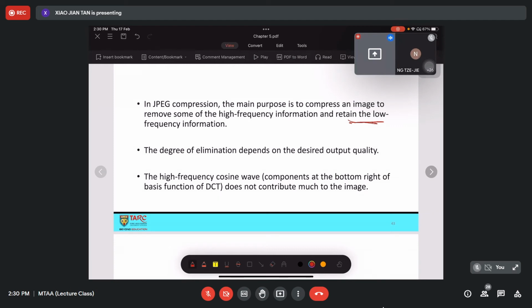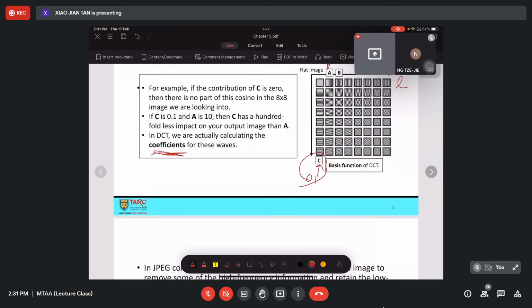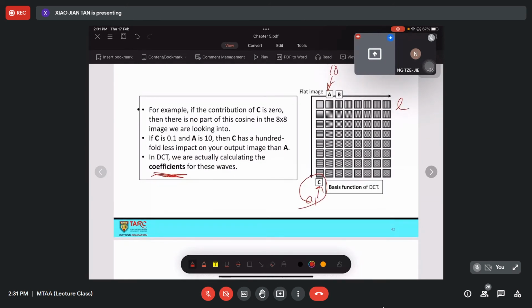So the high frequency cosine wave component at the bottom right of the basis function of DCT does not contribute much to the image, which means you can remove that one now. But some of you might ask, why don't we just remove all the high frequency information? Because we want to get the so-called optimization.